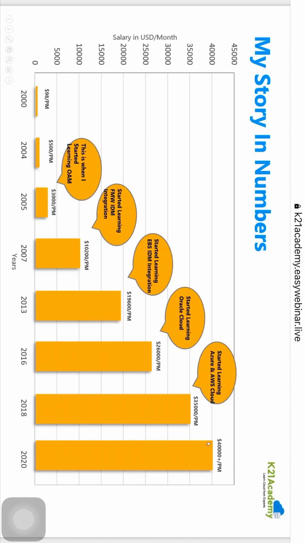This is me in 2020. I left my corporate job in early 2020 with $40,000 per month, and I said enough is enough. I had enough; money was not driving me anymore. I left on $40,000 per month. It's not 4,000, it's $40,000 per month. I left my job in London.